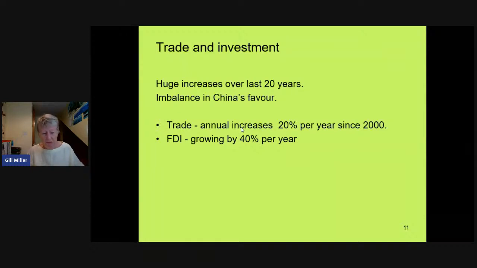So trade and investment is what the lecture's about. Trading with the dragon, I've called it. Huge increases, as we know, over the last 20 years. And the balance is very much in China's favour. And what's important is that the increases have been huge. 20% per year has been remarkable. The Western countries would give their eye teeth to have that level of increased investment. And foreign direct investment from the Chinese government is also growing apace.